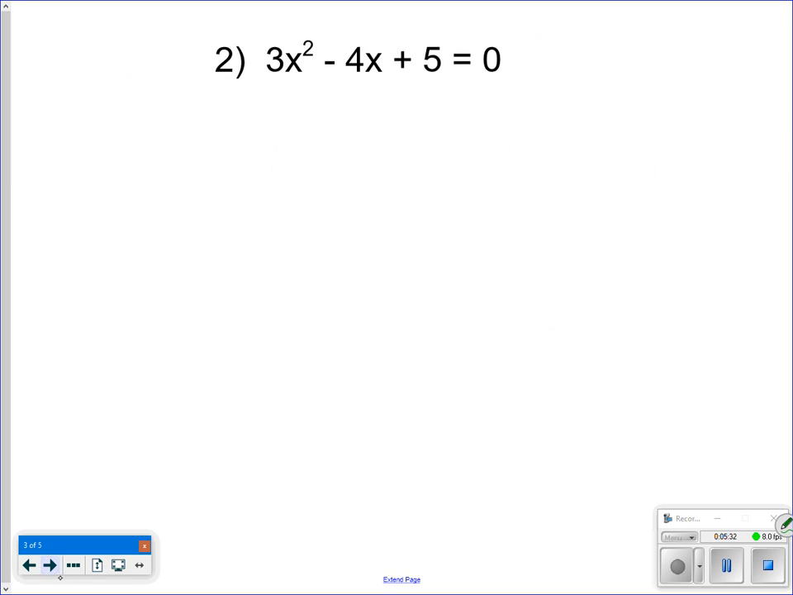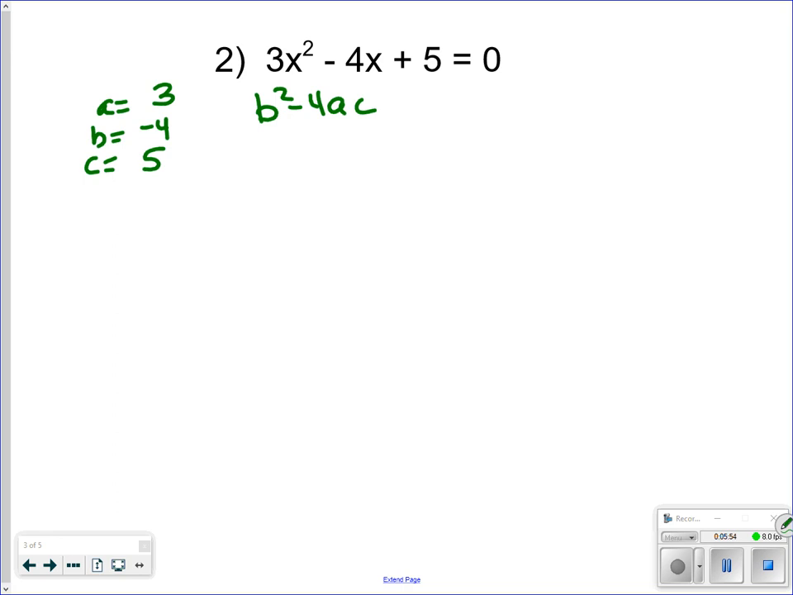All right, let's try this again. 3x squared minus 4x plus 5. A, B, C. Always start with A, B, C. That's going to help you with your discriminant. Our A number, 3. Your B number, negative 4. Your C number, 5.